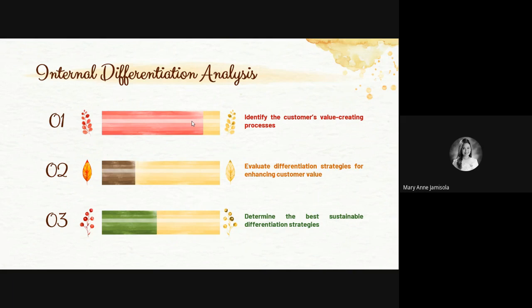And the last is to determine the best sustainable differentiation strategies. The activities which could enhance differentiation must be identified. A company must identify those strategies which could create sustainable product or service differentiation. The selection of strategy must be according to, of course, the availability of your own resources.